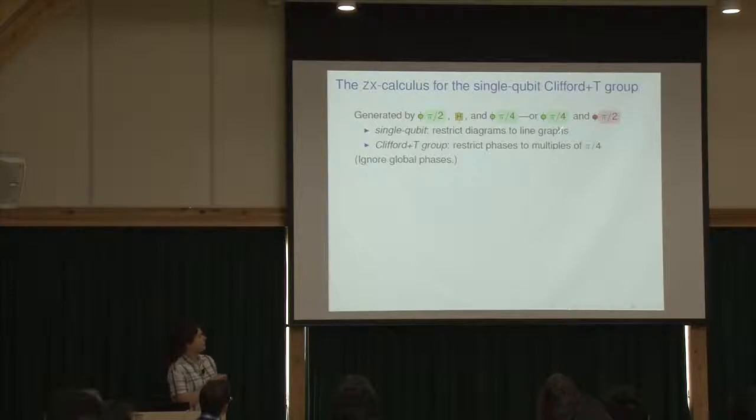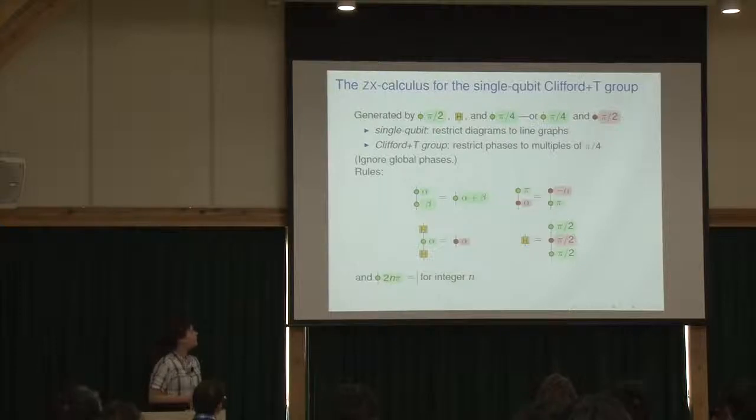And because our generators only have phases that are integer multiples of pi by 4, obviously we will restrict our diagrams in such a way that all phases have to be multiples of pi by 4. In this talk, I'm also going to ignore global phases, which doesn't actually break any incompleteness or completeness result. It's just easier to not have to bother with all those scalar multiples.